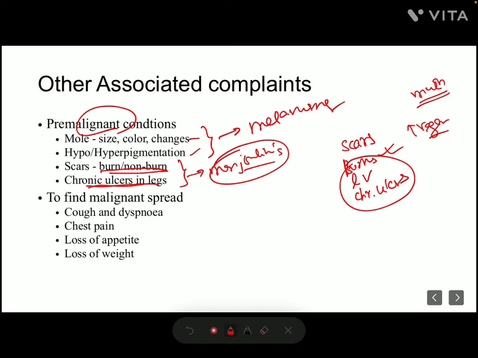One important point to remember about Marjolin's ulcer is that it is radio resistant because of the high fibrosis that is present, and the venous insufficiency of this ulcer. Next, we should also assess the possibility of metastasis. So we ask about cough and dyspnea to rule out lung metastasis, and chest pain, loss of appetite and loss of weight to generally rule out malignancy or neoplasia.